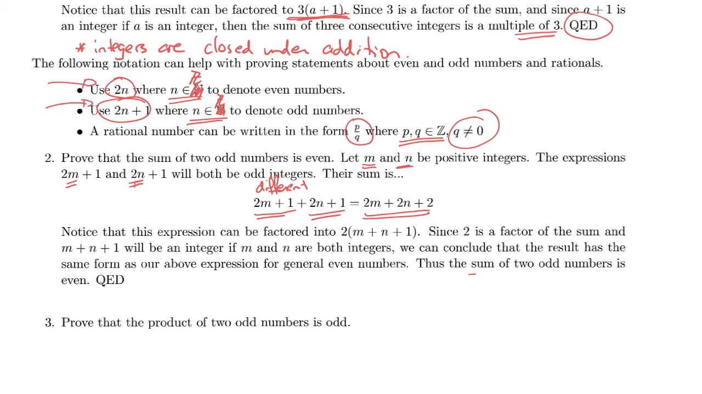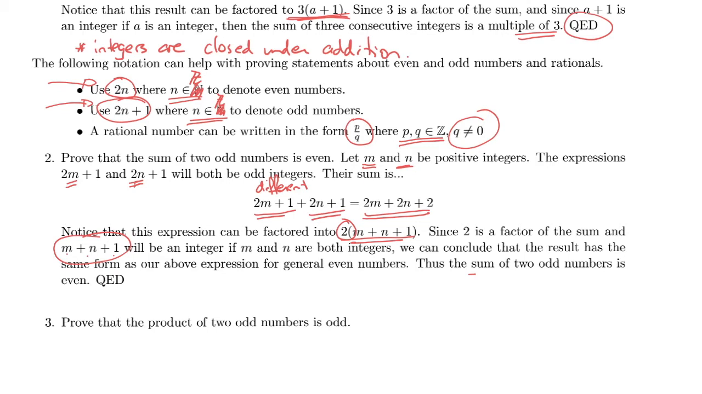Now, notice that expression here, we can factor out a 2. So 2 is a factor of the result. And there it is. So since 2 is a factor of the sum, and we know that, just like we said before, the integers are closed under addition. If we add these three together, we're going to get another integer.